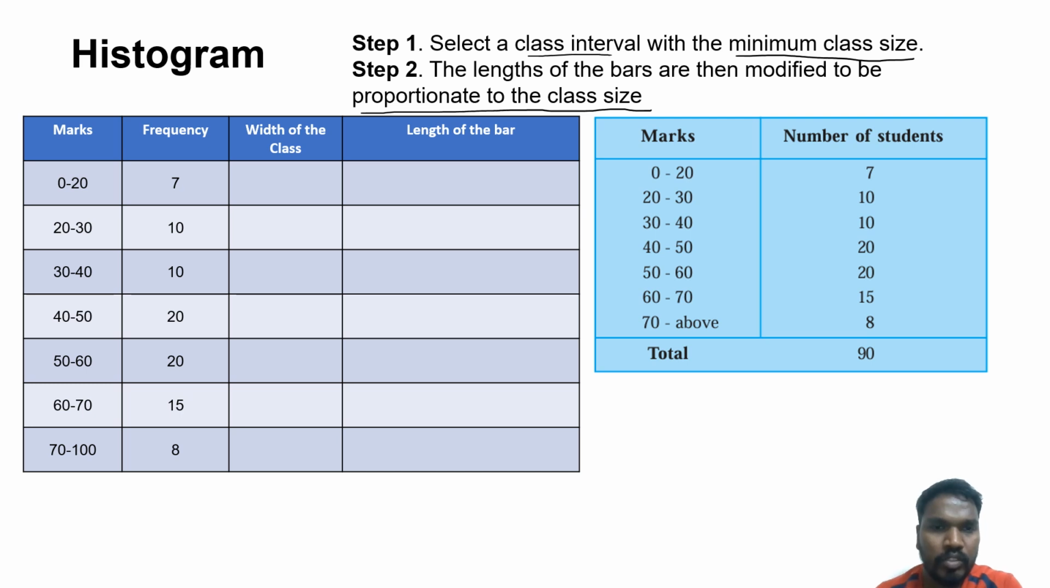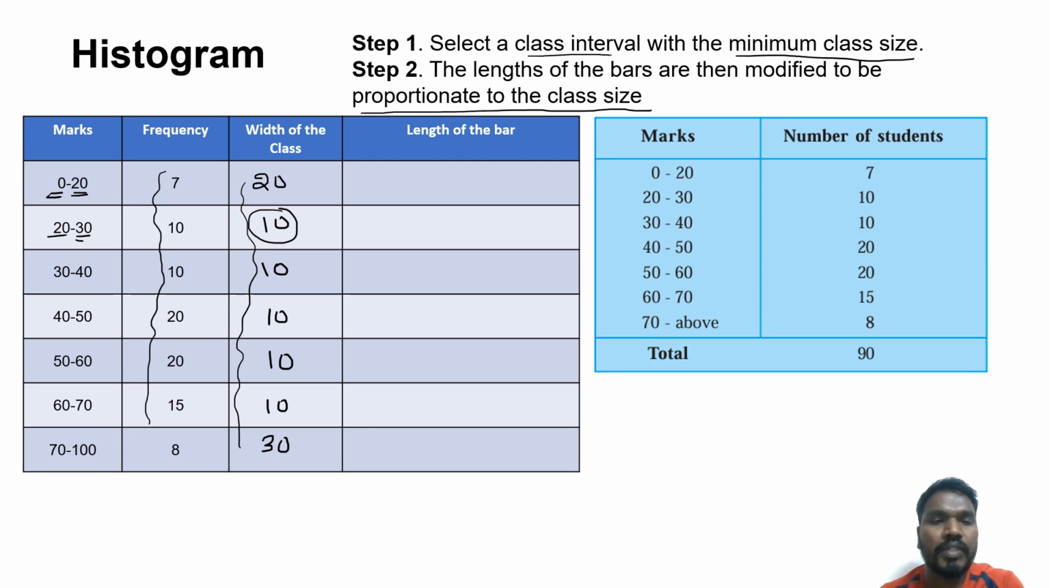First we will write the class size or class width. Class width is nothing but the difference between upper and lower limits. So this is 10, 10, 10, 10, 10, and this is 30. Now you see these all have different class widths. Now identify the minimum class size. The minimum class size is 10. So now we will convert these frequencies proportional to this minimum class size.